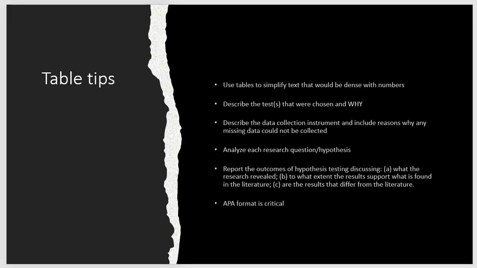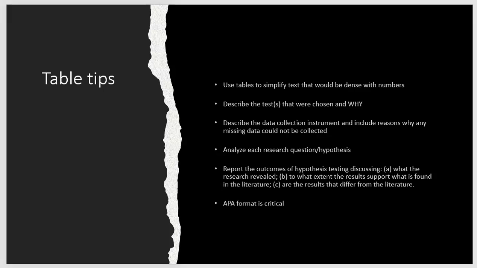All right. Describe these tests that were chosen, why, give rationale for that, describe the data collection instrument, analyze each research question, but report the outcome of the hypothesis testing. So again, if you have your null hypothesis, you mention that. If you accept the alternative hypothesis, you mention that as well. Always include those research questions in Chapter 4 and what you found based on the test.